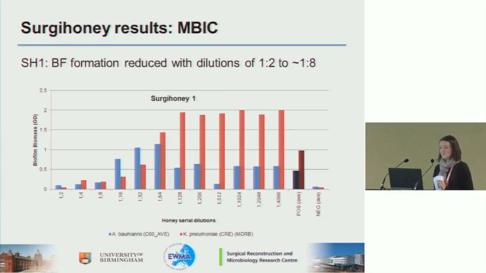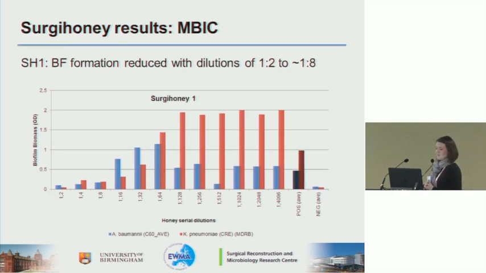So this is the result of the experiment where I'm seeing if it can prevent biofilm formation. Along the x-axis, you have all the different dilutions of honey, going from 1 in 2 on the left-hand side all the way down to 1 in 4,096. And you then have a positive control, which is the amount of biofilm formed by the organism without any exposure to honey, and you have a negative control. And up the y-axis, you have the biomass of the biofilm that was produced.